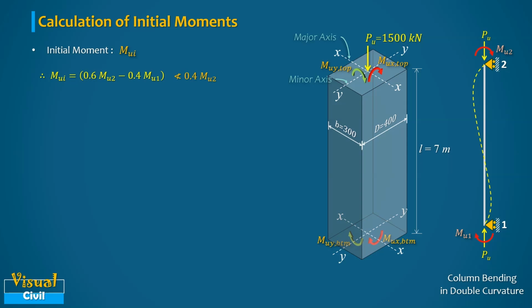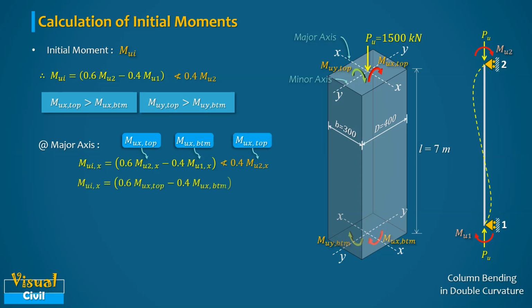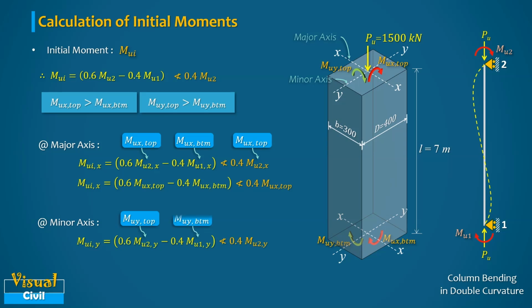Let us proceed with the computation of initial moments. In this example, the moments at the top end are larger than those at the bottom ends. Therefore, for the expression of the initial moment about the major axis, Mu2x represents the moment about the x-axis at the top end, and Mu1x corresponds to the moment about the x-axis at the bottom end. Similarly, for the initial moment about the minor axis, Mu2y denotes the moment about the y-axis at the top end, and Mu1y represents the moment about the y-axis at the bottom end.